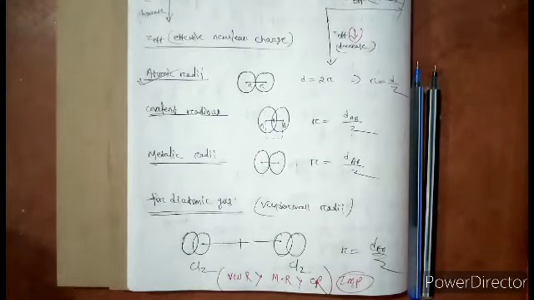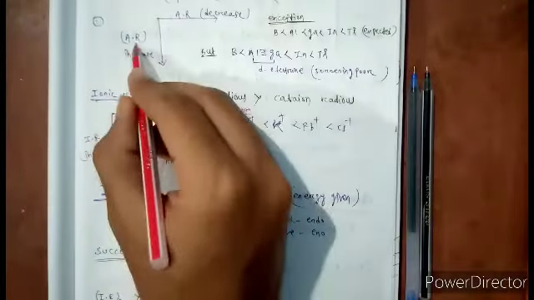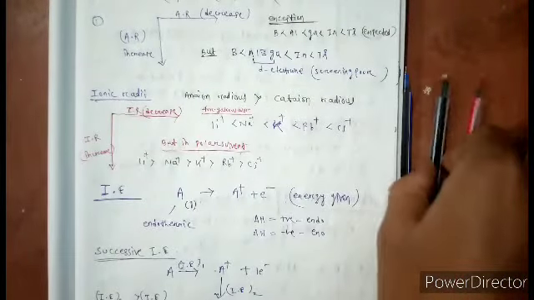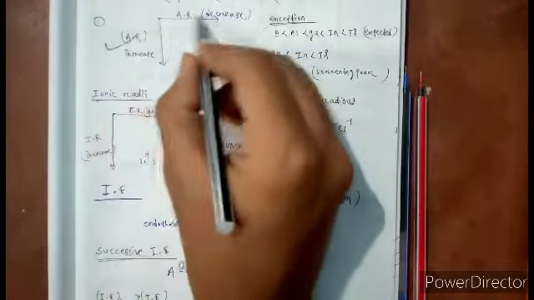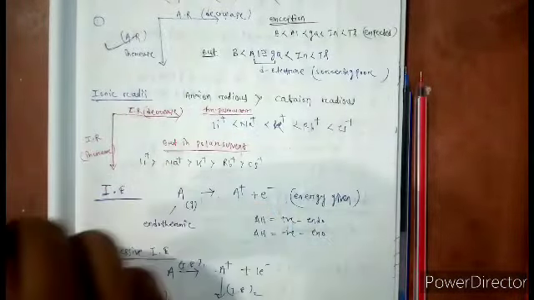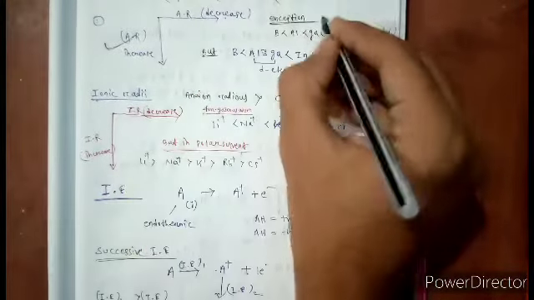Okay, remember it. Then we know that the atomic radius increases down the group and decreases along the period. Then come to the exception, that is group 13 elements.